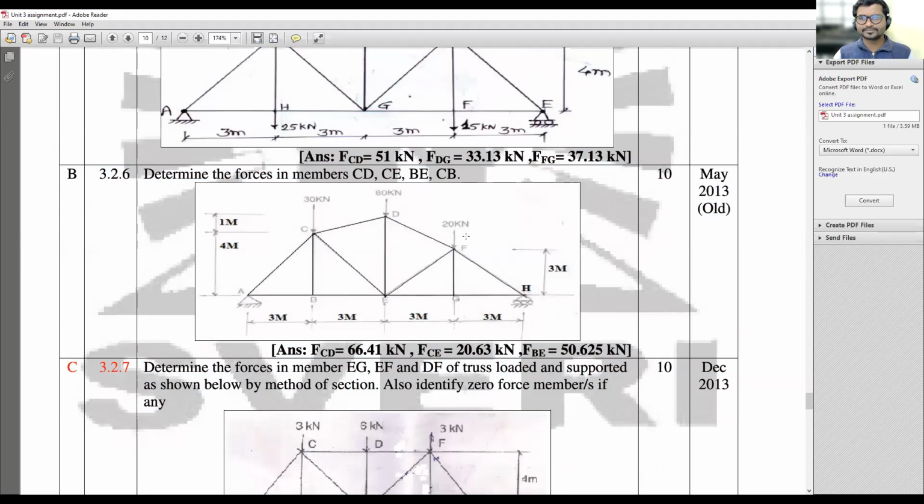Go for it. Determine forces in the members CD, CE, BE and CB. So this part they asked to calculate. Go for the sketch fast. After completion, please do tell me. I have to draw the same diagram.